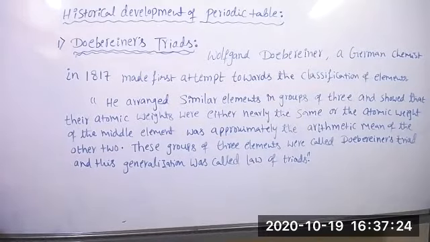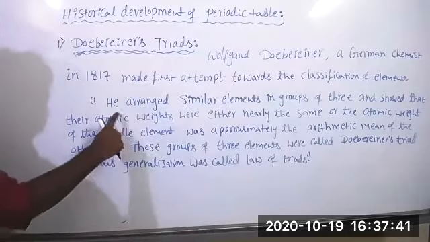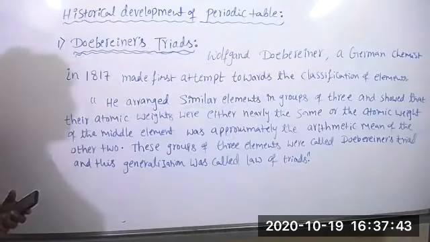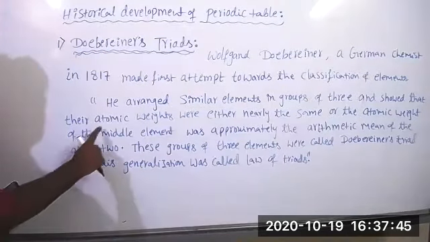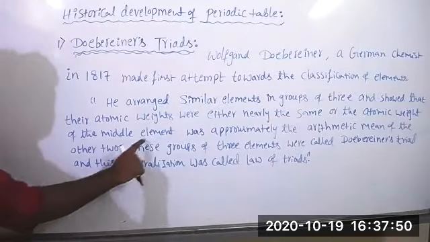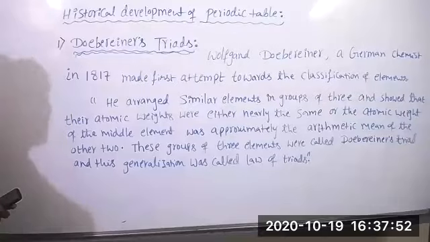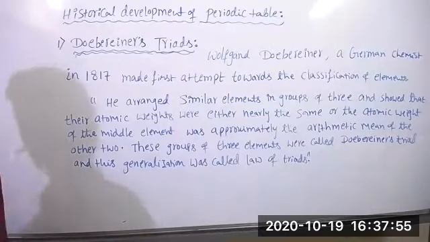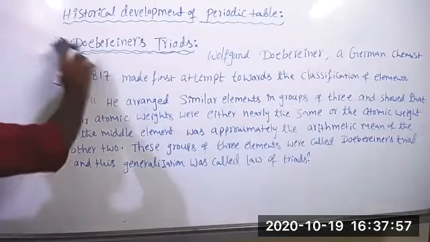Okay, that statement is completed. Definition of Dobereiner's triad. Now we'll see examples for triads. He arranged similar elements in groups of 3 and showed that their atomic weights were either nearly the same or the atomic weight of the middle element was approximately the arithmetic mean of the other two. So now you can observe the trend in his triads.